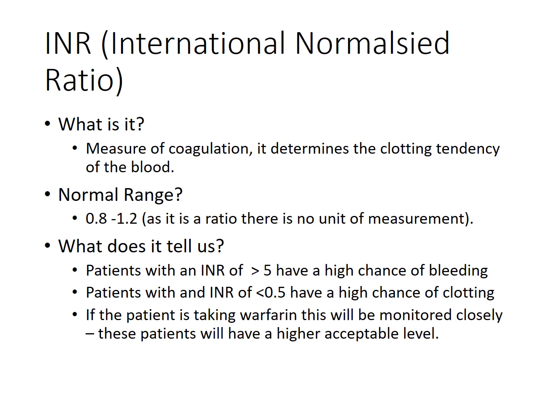INR measures how long it takes for your blood to clot. It involves looking at a protein called prothrombin, which is produced by the liver. INR tends to be carried out for a patient who is taking anticoagulant medication such as warfarin. A high INR above 5 indicates that there's a high risk of bleeding, and a low INR indicates there's a high risk of clotting, which therefore puts your patient at increased risk of a deep thrombosis or a pulmonary embolism.